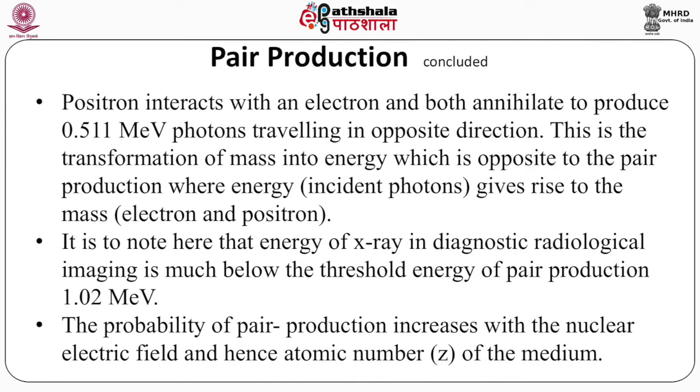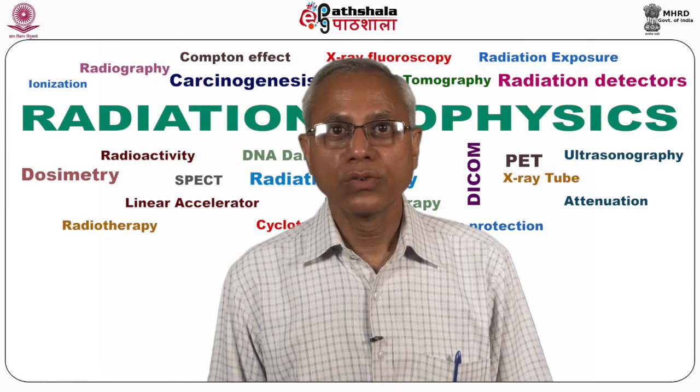It is to note here that energy of X-ray in diagnostic radiological imaging is much below the threshold energy of pair production of 1.02 MeV. The probability of pair production increases with the nuclear electric field and hence atomic number Z of the medium.